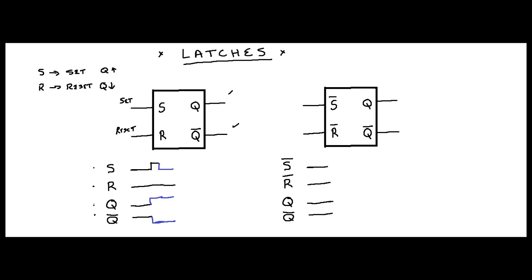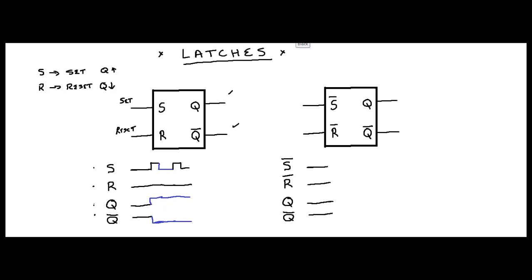Now, let's see what happens next. Suppose, I'm going to change colors now. Suppose set goes high again and goes low like this, and reset stays the same. What do you think is going to happen to Q and Q bar? Nothing. Because when you set it, Q goes high. If you set it again, Q is already high. So it's not going to change. It's just going to stay high, right? And Q bar obviously would stay low, right?